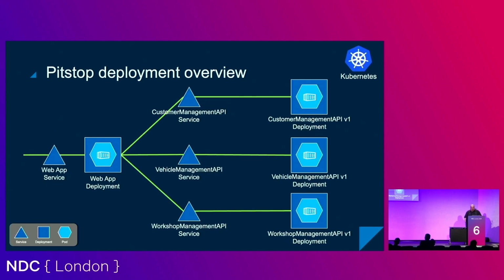So, what is the deployment picture if you look at this from a Kubernetes perspective? Well, first of all, we have the deployments, the web app, the customer management, vehicle management, and workshop management APIs. They all have a service because we want to call into them. And the web app will call into the services for the APIs. And then the end user, the browser, will call into the web app service. So this is what is deployed on the machine.